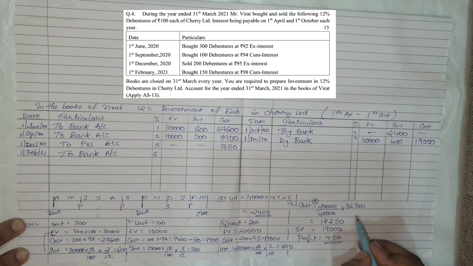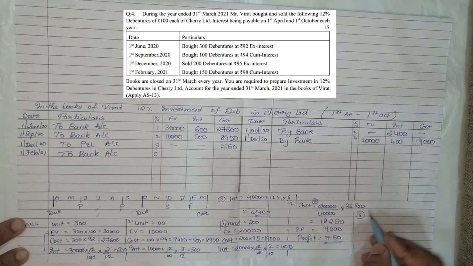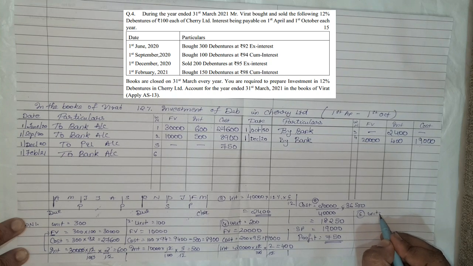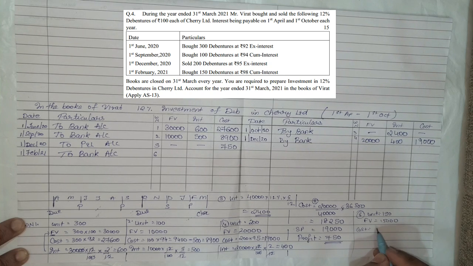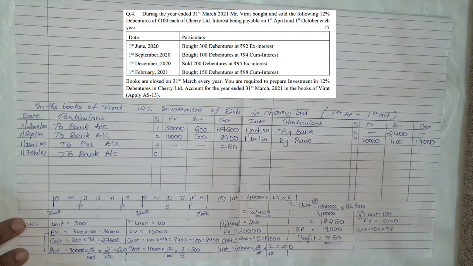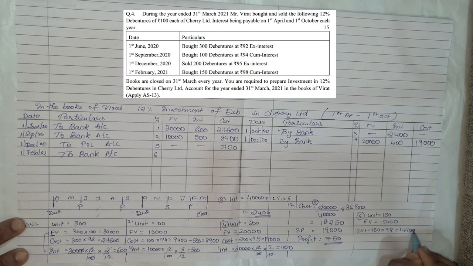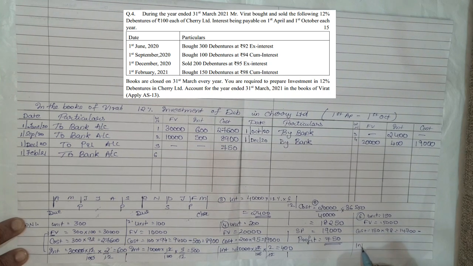Working note number 6. Again, your units will be, you are purchasing 150 units. So face value will be 15,000. Cost is 150 into 98, but this now comes with interest. So we'll have to calculate 150 into 98, which comes to 14,700 less interest. Now for interest we'll have to check.